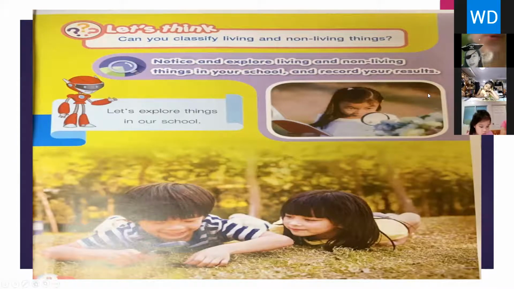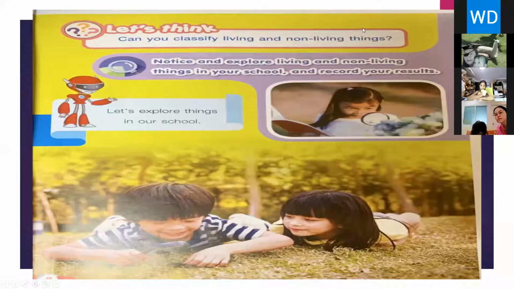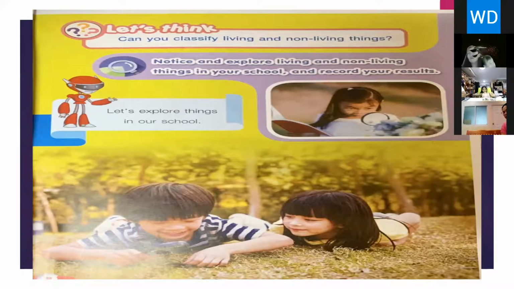Do you have living and non-living things? Give me an example. In your house, living things. The cat. Okay, what else? Mommy and daddy are living things in your house. And brother. Good job. Okay, grandma and grandpa are living things. Flower is a living thing in your house. Okay, flower.